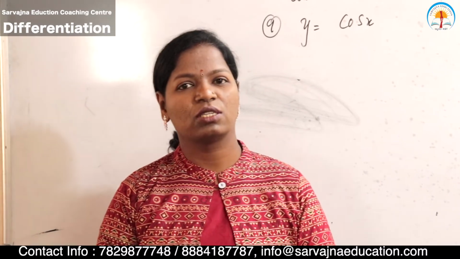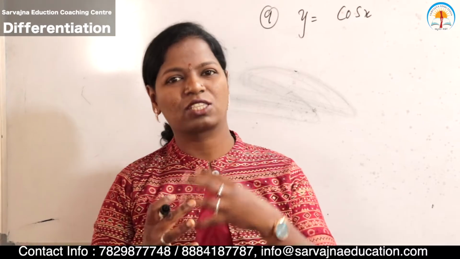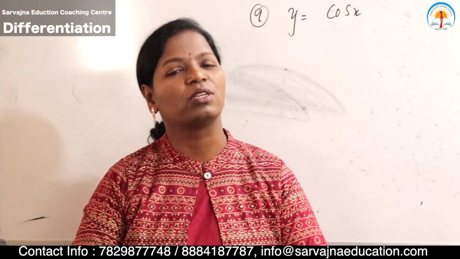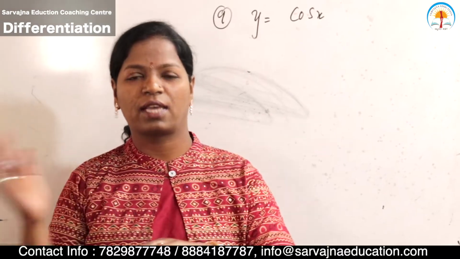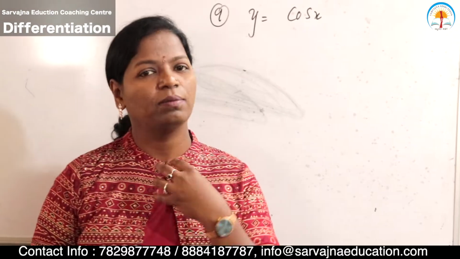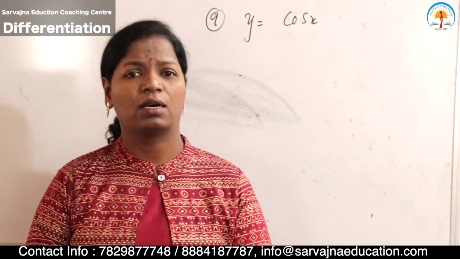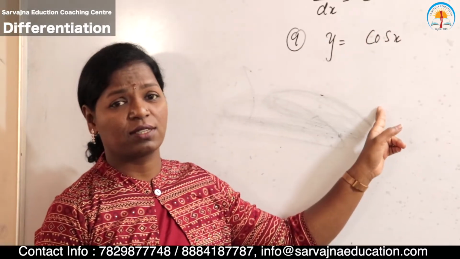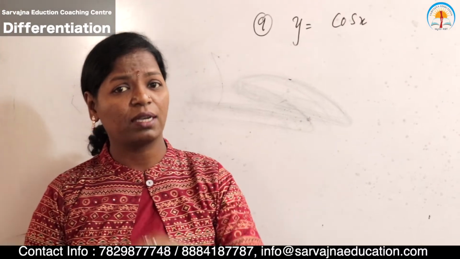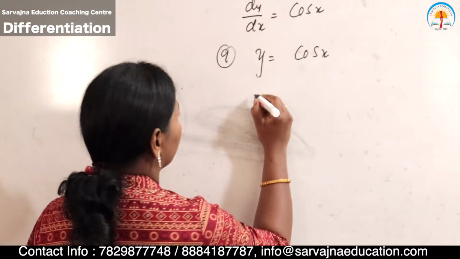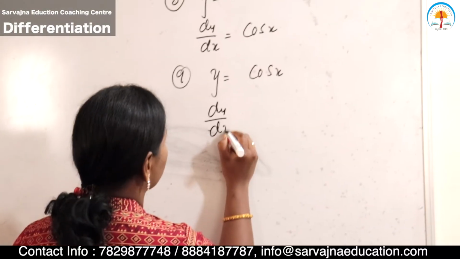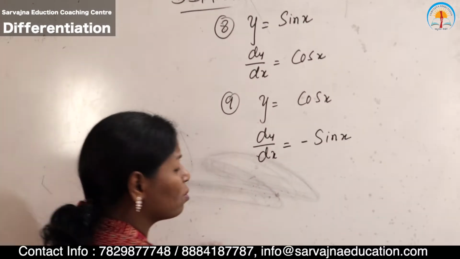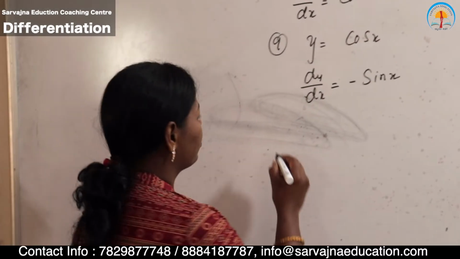Here, the ninth one I am doing. Normally in the differentiation or integration chapter, sin x and cos x will always have a relation. Sin x and cos x differ only in sign. So here sin x differentiation is cos x, and what is the cos x differentiation? Sin x but with a negative sign. dy by dx is equal to minus sin x.